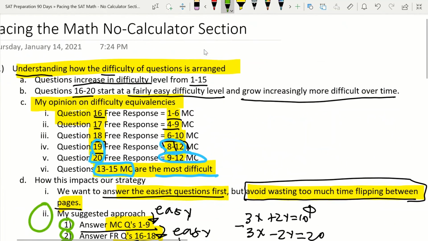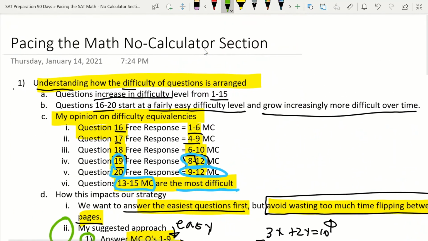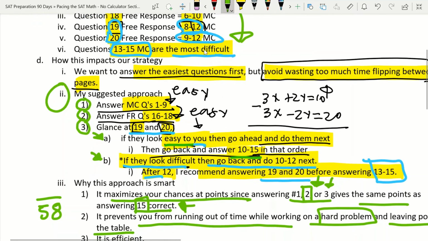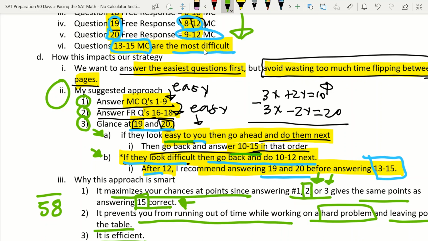Okay, so the big things that you should really put in your notes if you're taking notes on this, in my opinion, would be, first of all, understanding how the difficulty of the questions are arranged. Now keep in mind, you can put in this equivalency chart that I basically made if you want. Keep in mind it's my opinion. Okay, this is my opinion. So I would put that in if you want. But the big thing that you really want to understand is just this approach that I recommend.